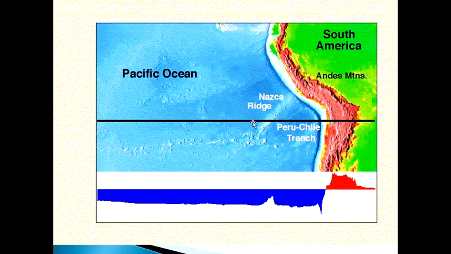Here's again the Pacific Ocean off the coast of South America, the deep abyssal plains, a little bit of the Nazca Ridge, a mid-ocean ridge complex. There's the Peru-Chile Trench in this subduction zone, and then the high Andes.